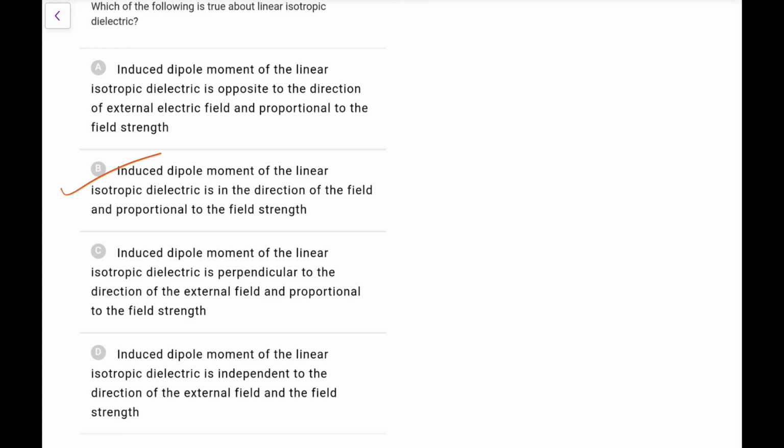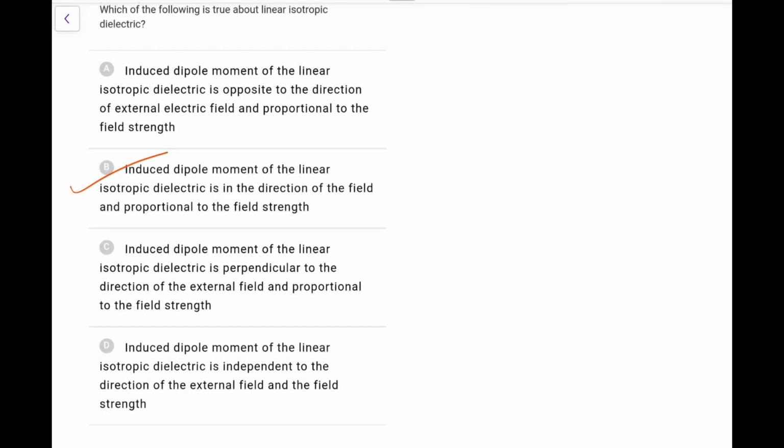Just remember this. It is in the direction of the field and it is proportional to the field. Just remember this fact: linear isotropic dielectrics are those dielectrics in which the induced dipole moment is induced in the same direction as the external field and is proportional to the field strength. So just remember this. Again, I am telling you.